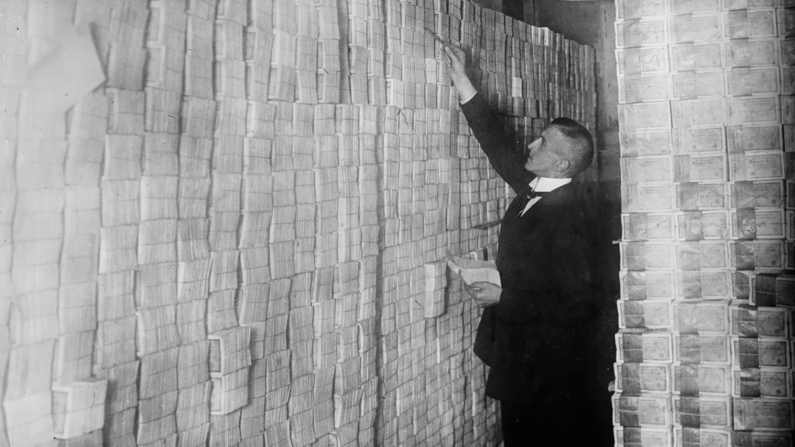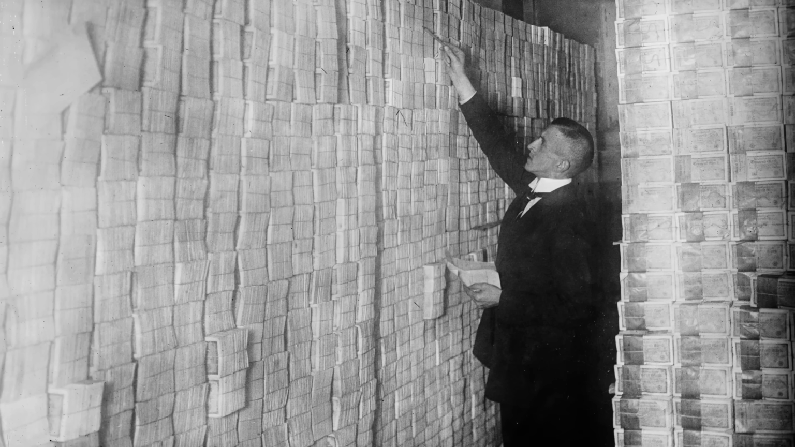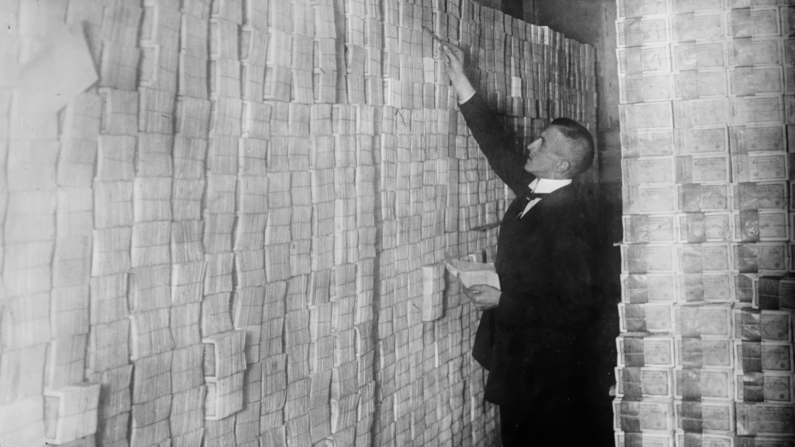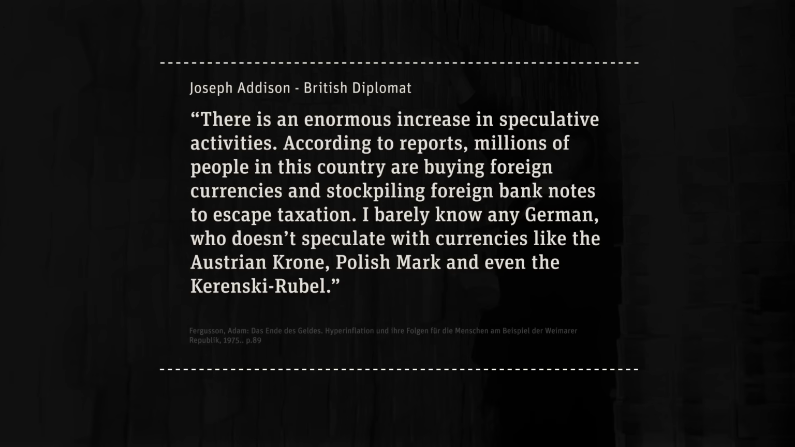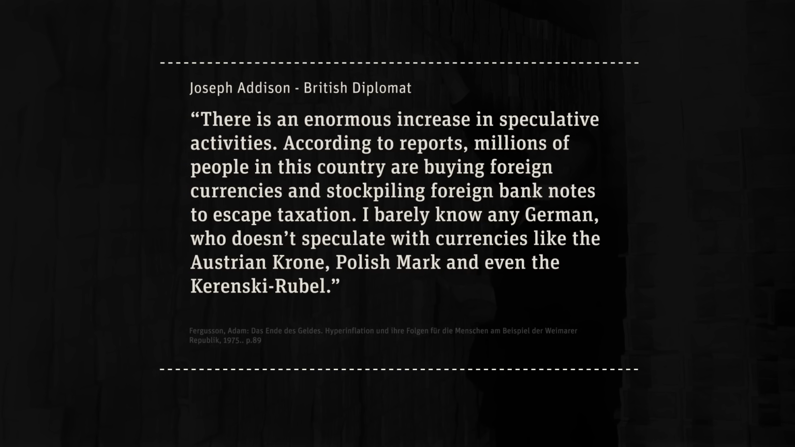British diplomat Joseph Addison commented on the rampant speculation in September 1921. "There is an enormous increase in speculative activities. According to reports, millions of people in this country are buying foreign currencies and stockpiling foreign banknotes to escape taxation. I barely know any German who doesn't speculate with currencies like the Austrian Krone, Polish mark, and even the Kerensky ruble."